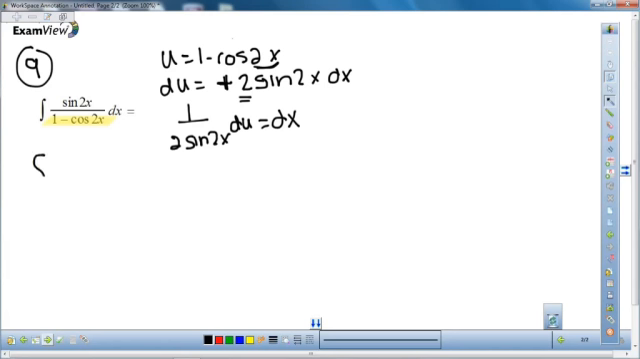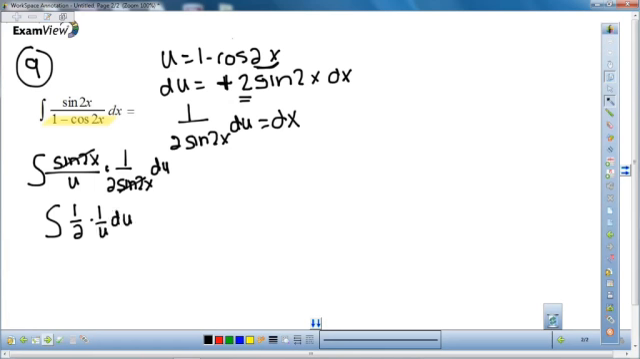So substituting it back, I get sine of 2x over u times 1 over 2 sine of 2x du. So my sine of 2x cancel. So notice 1/2 is a constant, so you just bring it down. And the antiderivative of 1 over u is ln of the absolute value. Don't forget your plus c. And then finally you just substitute your u.